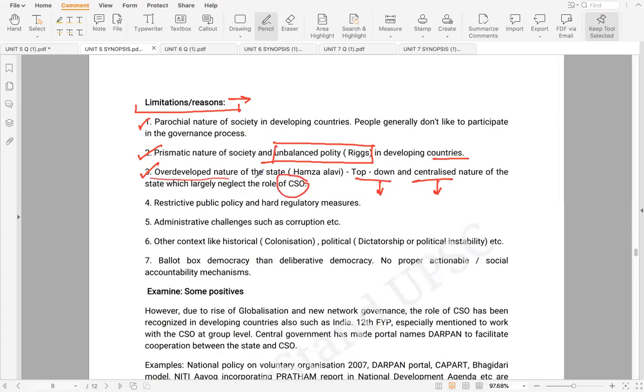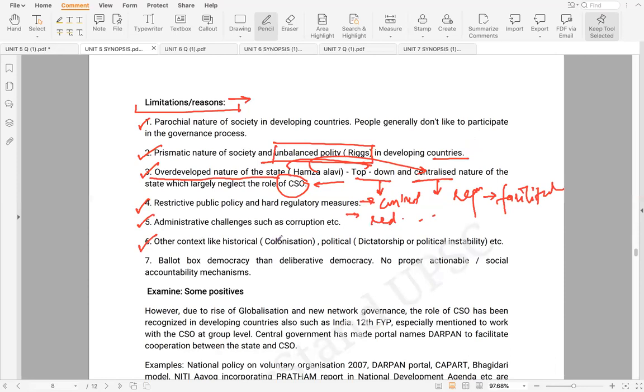So this overdeveloped nature of the state, which is top down and centralized, leads to another problem of not giving due importance to the role of civil society organizations. You have restrictive public policy, you have hard regulatory measures. The control is hard. We have not moved from regulation to facilitation as of yet in developing countries, right? Administrative challenges such as corruption, etc. You have red tapeism, crony capitalism, corruption, nepotism, favoritism, abuse of rule of law, etc.